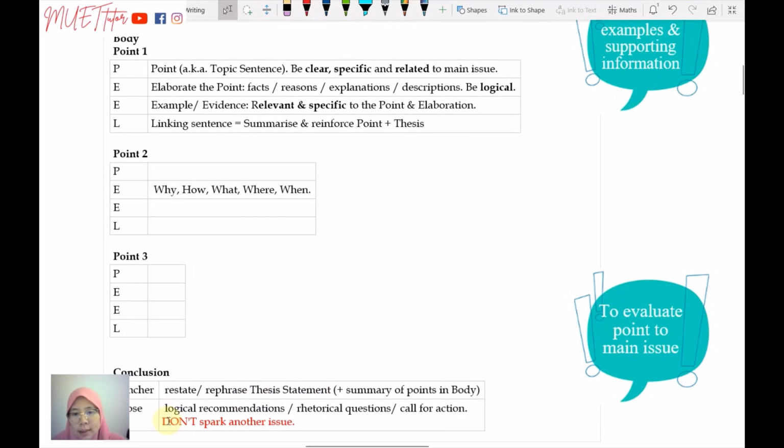To close the essay, we could either give a logical recommendation or ask a rhetorical question to raise awareness or make a call for action. And please don't spark another issue. We're trying to tie up the loose ends here. We want a closure.